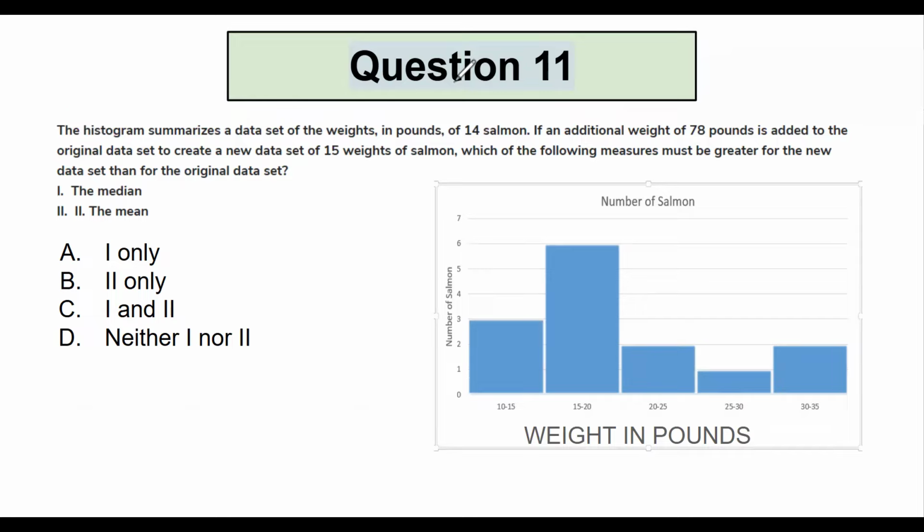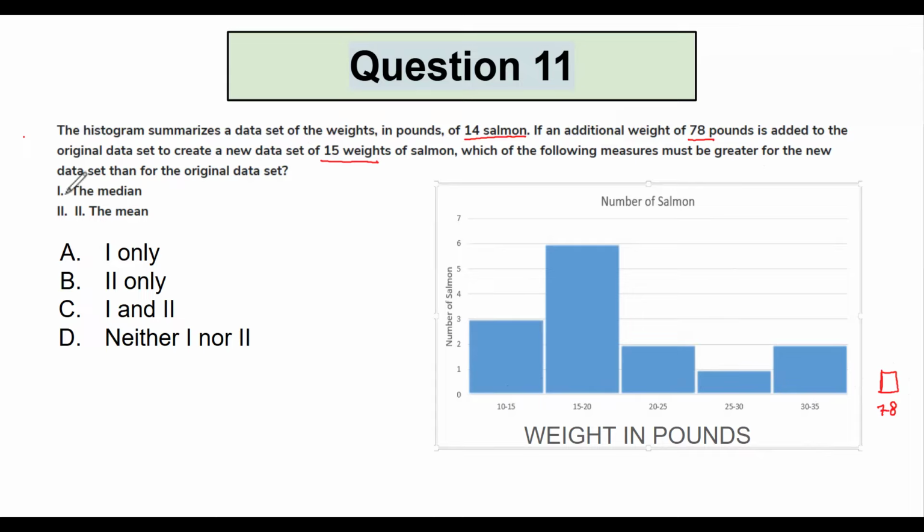Next question is question number 11. The histogram summarizes the data set of the weight in pounds of 14 salmon. If an additional weight of 78 pounds is added, so here somewhere you see 78, one additional weight of 78 is added to the original data set to create a new data set of 15 weights. Which of the following measures must be greater for the new data set than the original data set?